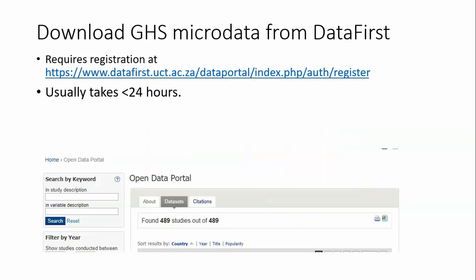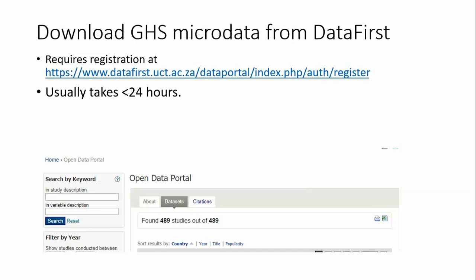So if you want to create such a graph and think about these issues for South Africa, you would first want to download the GHS microdata. You can do that from South Africa's website, but I work for DataFirst, so I'm going to show you how to do that on DataFirst. You go to the portal and you need to register first if you're not registered already. And that requires someone at DataFirst to approve your registration, and usually that takes less than 24 hours.